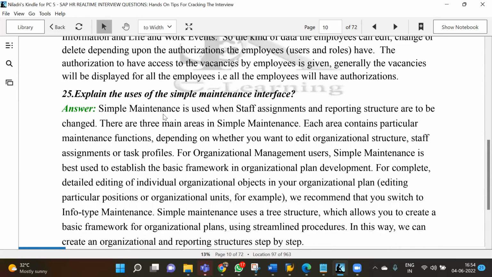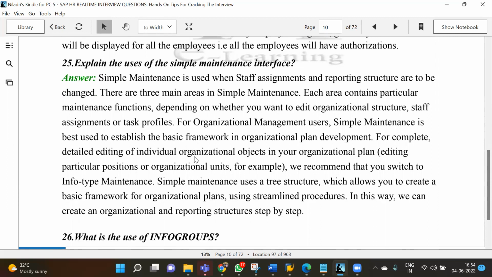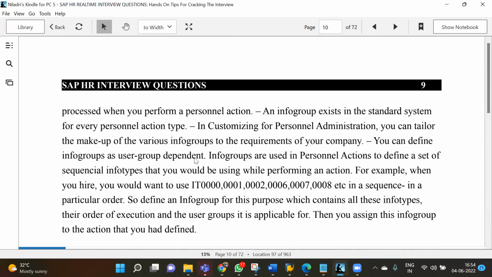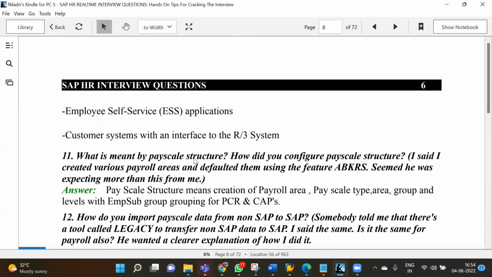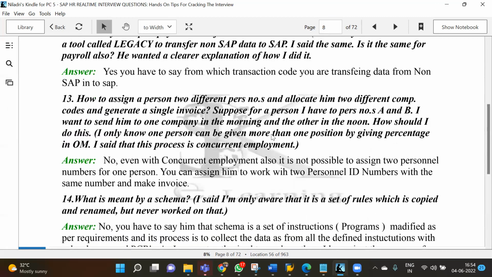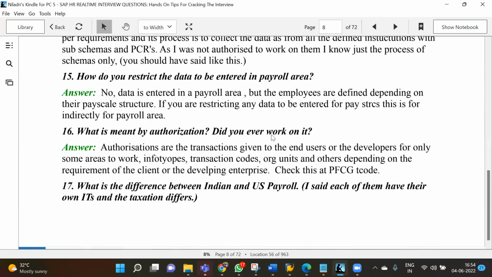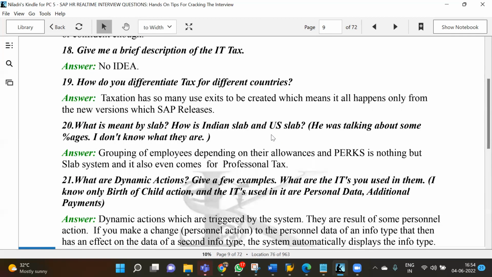Then, explain the uses of the simple maintenance interface. This is something you must have studied in your OM module, the org management module, so that you can explain. So that's okay. Now the next question is again an easy one, related to what is the info group. Okay, so you can answer that. It's not a very difficult question, so I'll just quickly go to that.